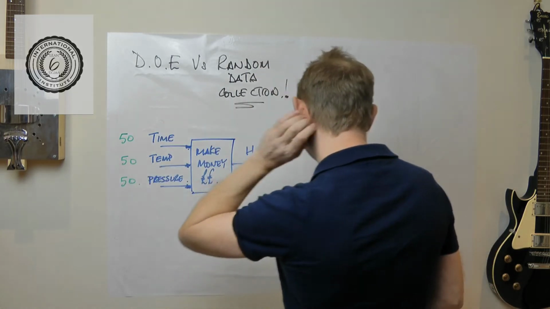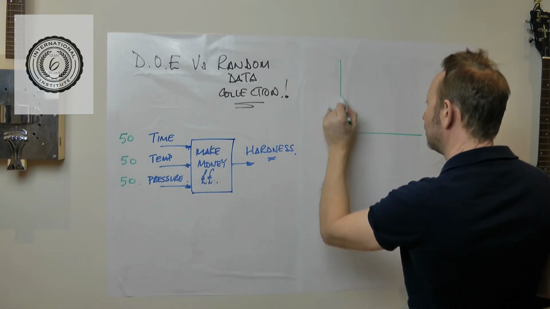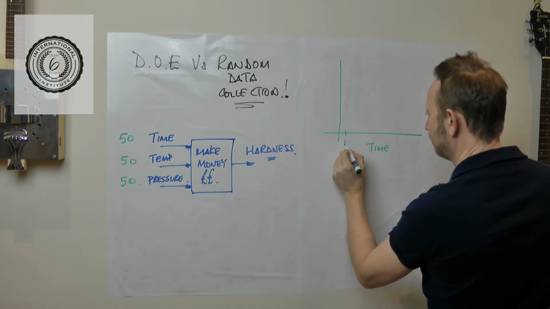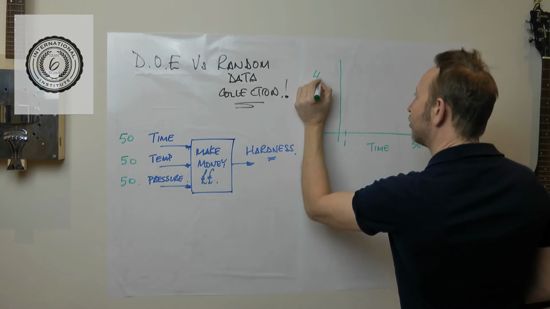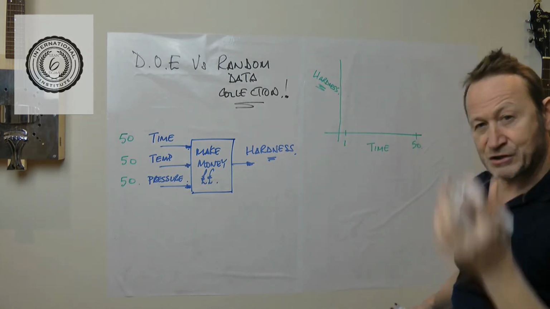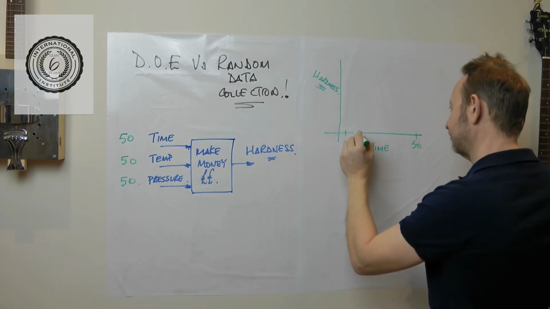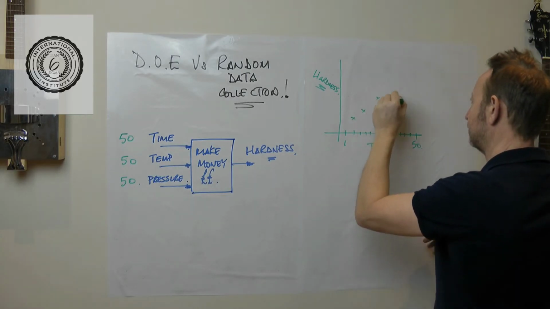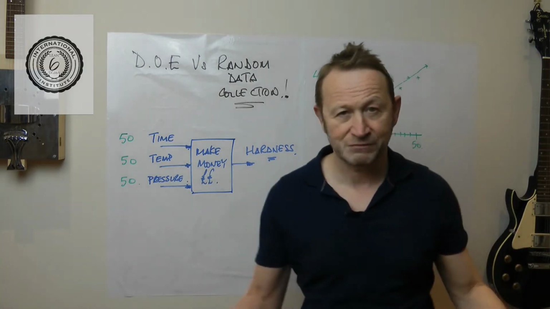So look, let's just consider this as a one-factor problem. Okay, so we have time. We can go anywhere from 1 to 50 on a particular setting. And of course, what we want to try and understand is hardness. Now, of course, we can do some tests. We can do a one-factor test. Maybe test along this continuum like this. And we get some data. We understand what time does.